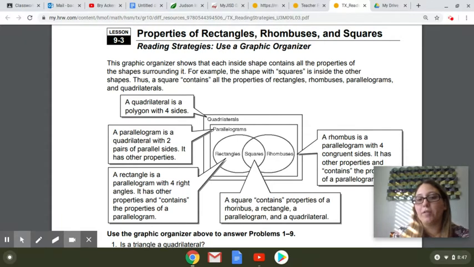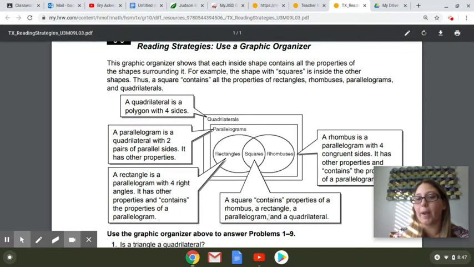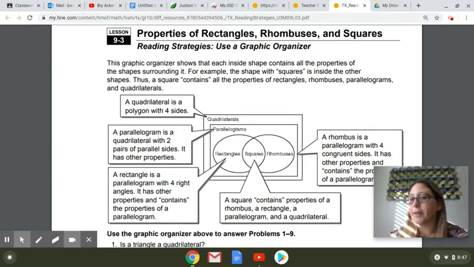A square, it contains properties as well from the parallelogram. However, it also is very special because it has the properties of a rhombus and a rectangle. So you might have heard a square is a rectangle, but a rectangle is not a square. And so this is kind of where it comes from. So a square is a rhombus, a square is a rectangle, a square is a parallelogram, and it's a quadrilateral. So a square is very special. It follows all those properties.